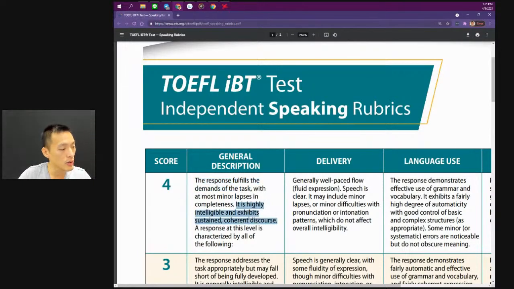So again, you need to exhibit sustained and coherent discourse. For example, my answer just now, I started with, hey, people should take more risks. Why should people take risks? Because these are the people that make startup companies. Why do we care about startup companies? Because startup companies create innovation. Why do we care about innovation? Because innovation changed the world and moved the world forward.